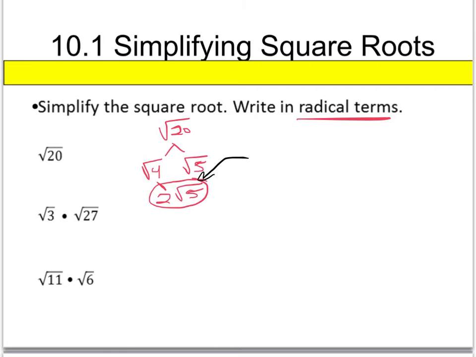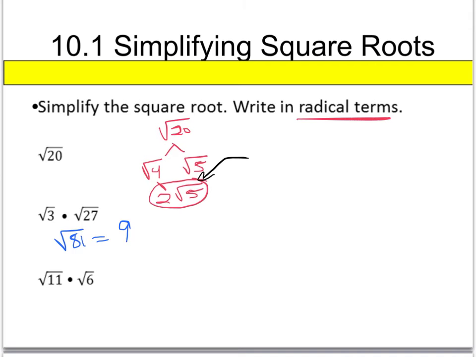All right. So this second one. When I'm looking at the second one, I'm going to multiply these two numbers together. I have the square root of 3 times the square root of 27. When I multiply them together, I get the square root of 81. Well, I hope you know this. The square root of 81, off the top of your head, is what? Absolutely, that is 9. So our answer is going to be 9.